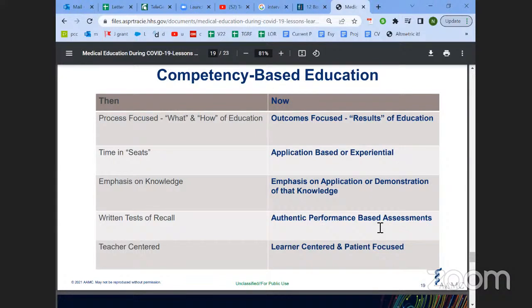And written tests, we used to think that written tests are the best way to test students, but now we are moving towards using performance as a way to assess students. And back then it was teacher-centered, and now it's learner-centered and patient-focused.